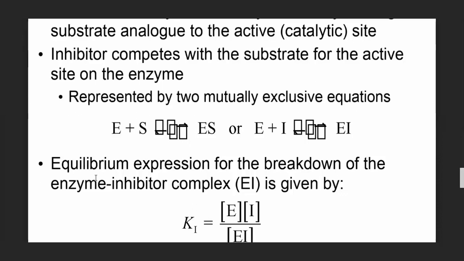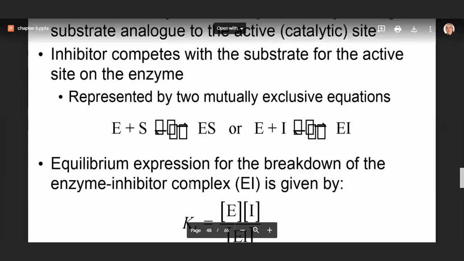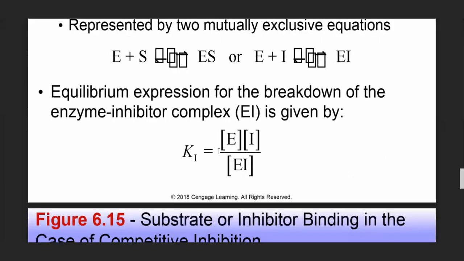Now, an equilibrium expression can also be determined for the breakdown of the enzyme inhibitor complex, like this. Ki equals concentration of products divided by concentration of reactant: E times I divided by EI.